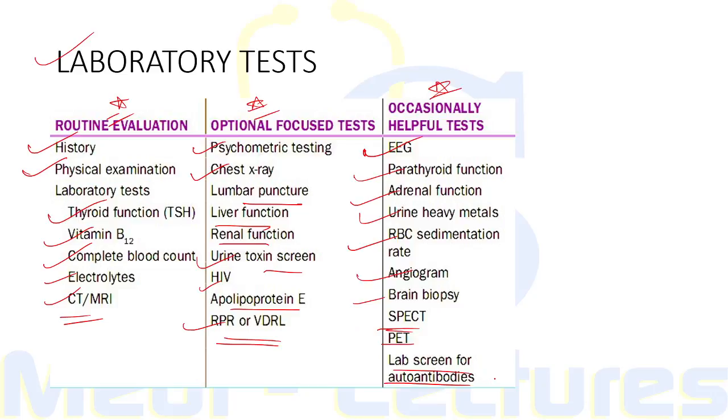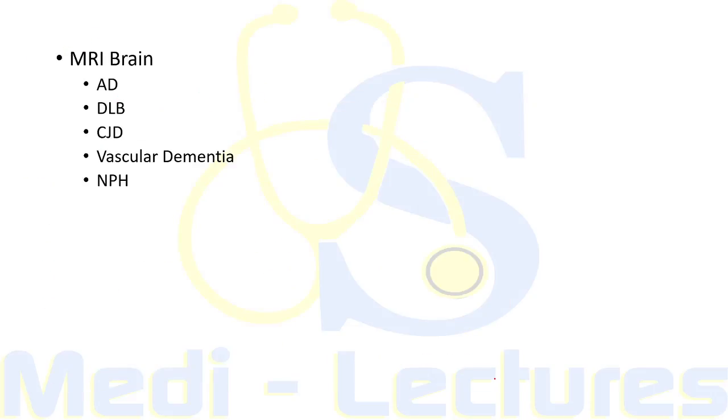So let's discuss certain most important tests of all of these. First, let's discuss MRI brain, which is a very important test in dementia. So first of all, MRI brain can help us rule out primary as well as metastatic neoplasm.